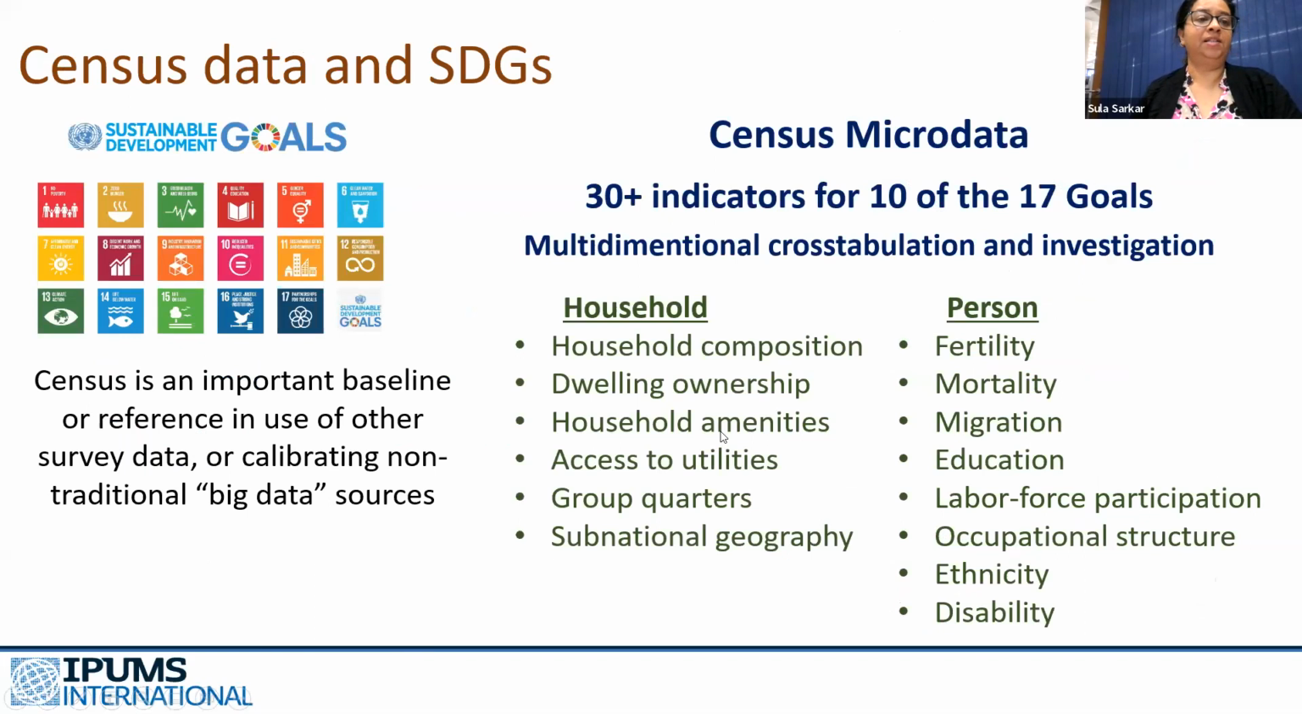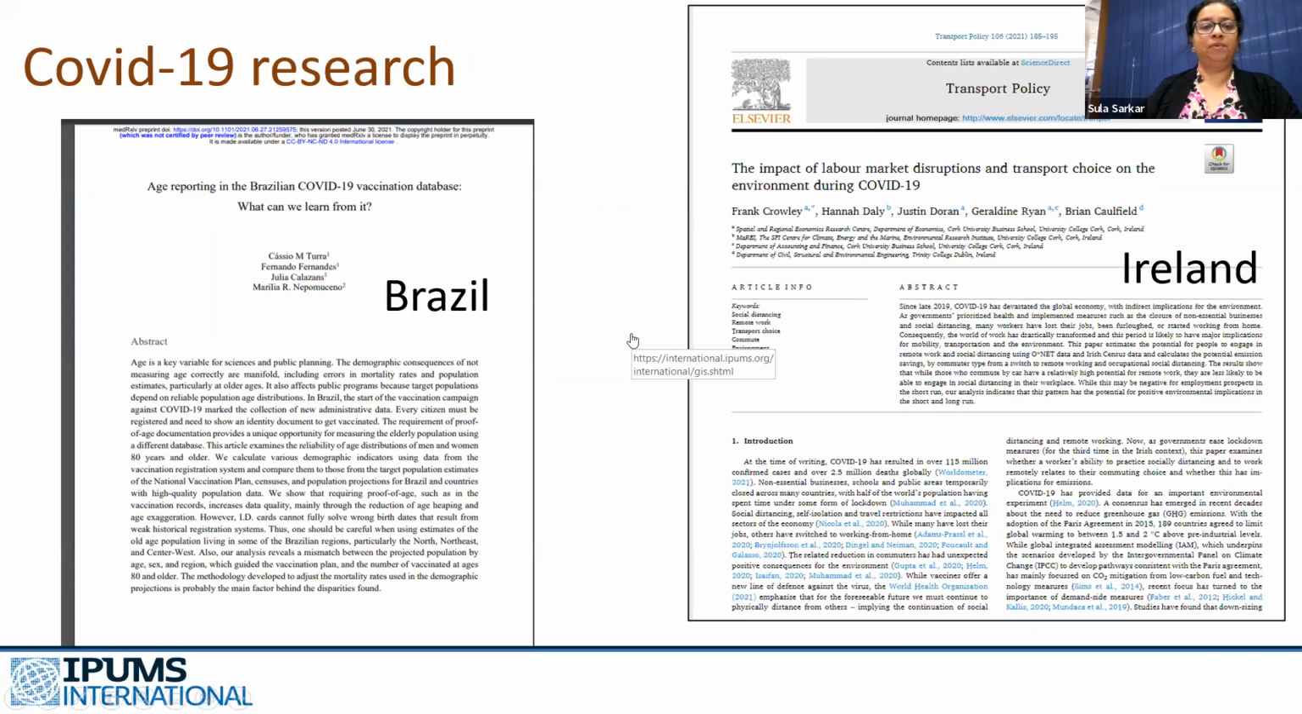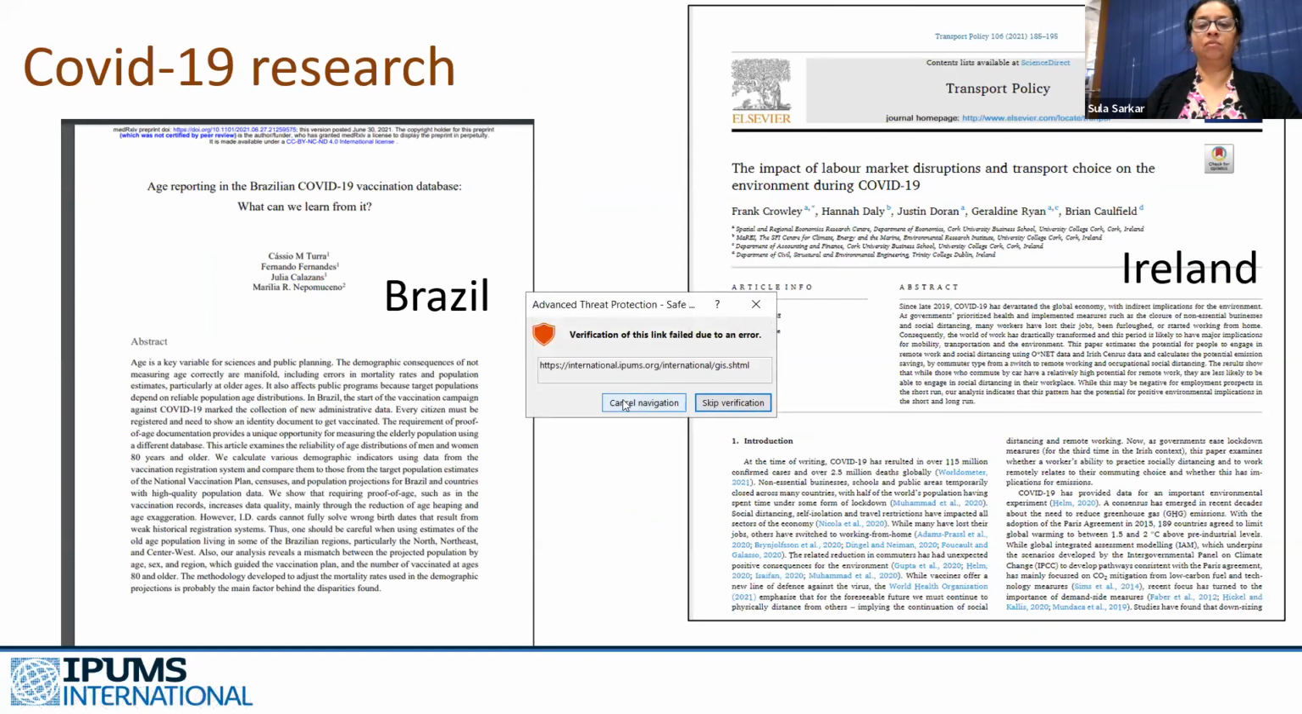Some of the other ways that you can use census data and health data are to work on the Sustainable Development Goals. We have 36 indicators that we can measure and several goals. Here is some example on COVID research.